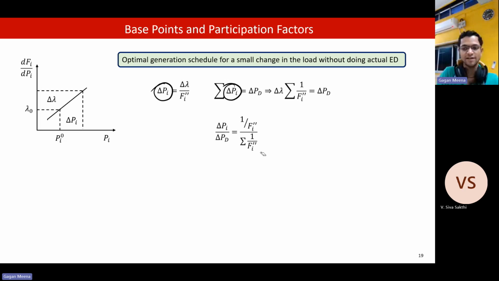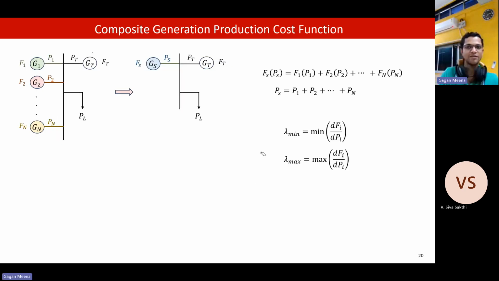Using quadratic we can also do it. Then we have to follow an iterative algorithm. We increment lambda between lambda min and lambda max, and for each lambda, calculate this P1, P2, P3, because we know that dfi by dpi is equal to lambda. We have this equation and we have this equation. You can solve them and get the value.